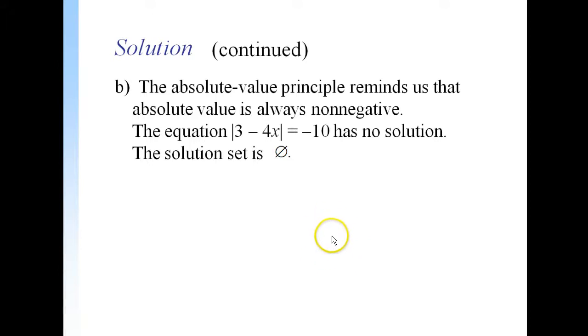Now in this case, as we said, can you have an absolute value of something equal to a negative? Notice the absolute value sign is still there. So no solution, it's an empty set.